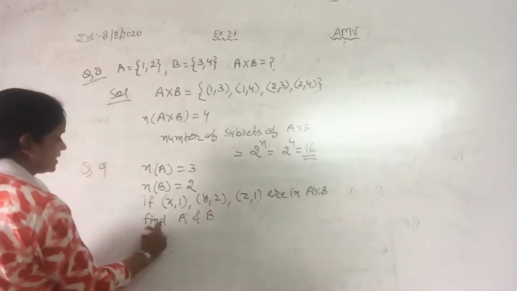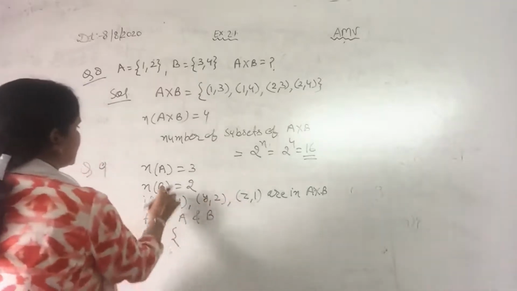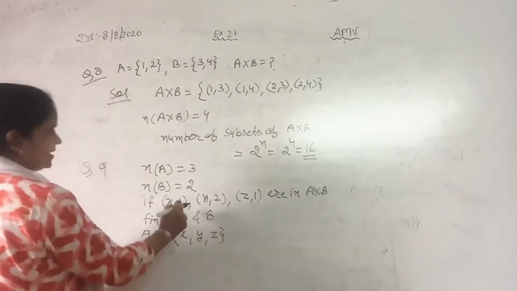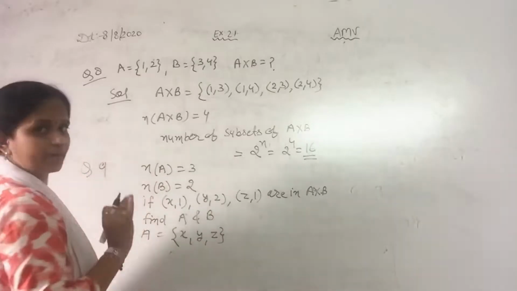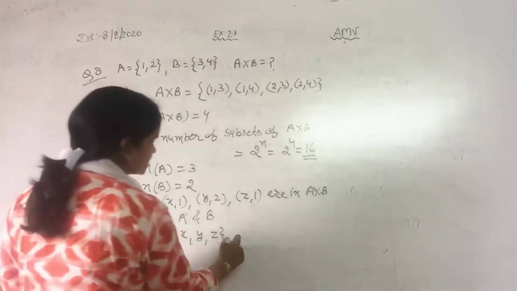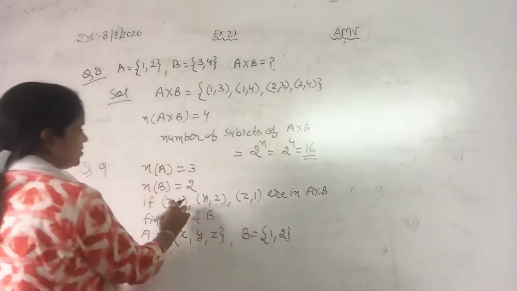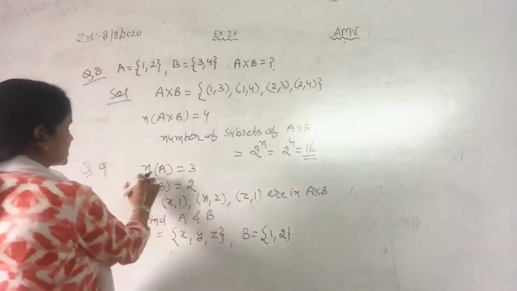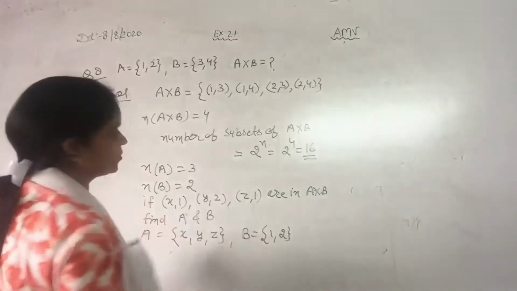Very simple, set A. The first elements are from set A. So set A is {x, y, z}, and the second elements are from set B. It is given that the number of elements of set A is 3 and x, y, z are also 3 elements. So A is {x, y, z} and B will be {1, 2}. In a set, don't repeat the elements, write only once, and it is given that set B has two elements. So the elements are 1 and 2 only.